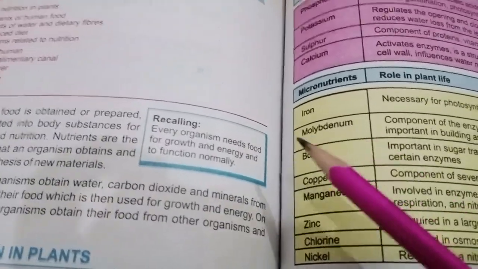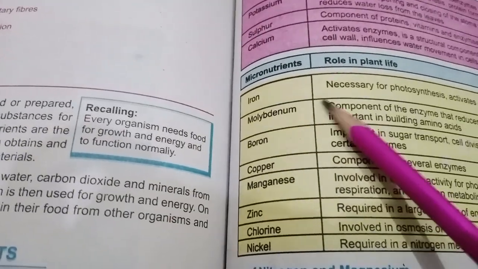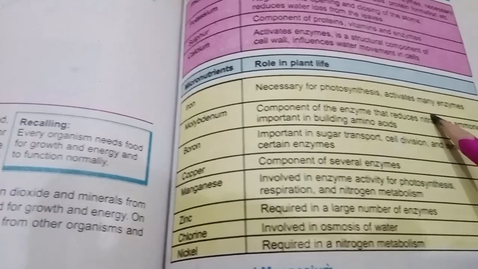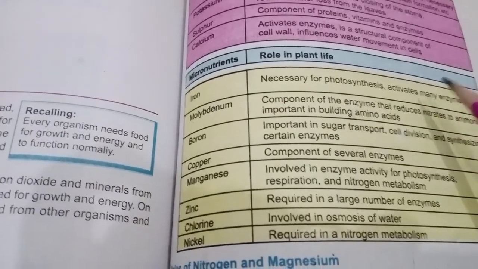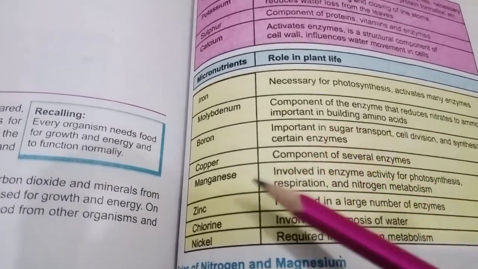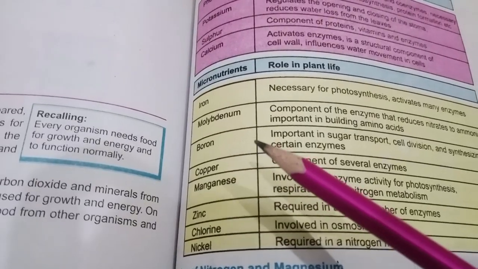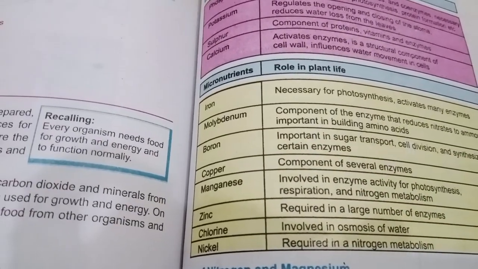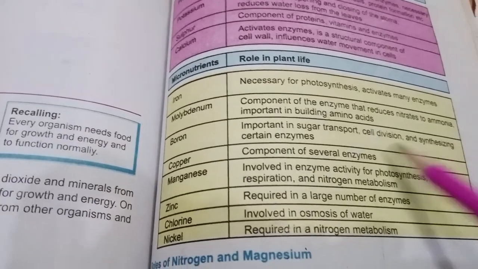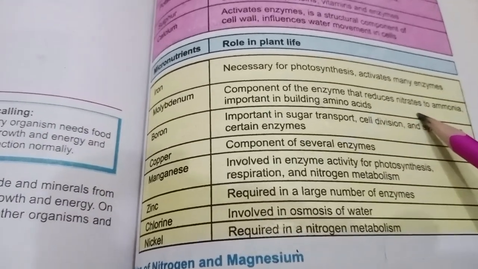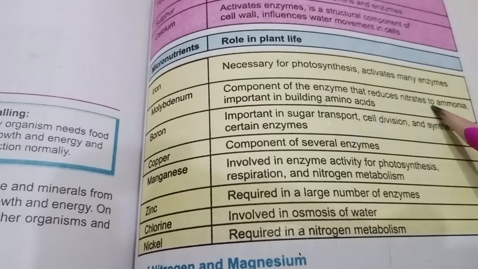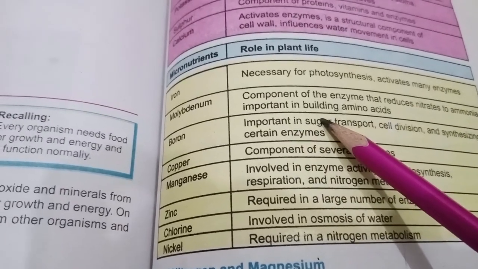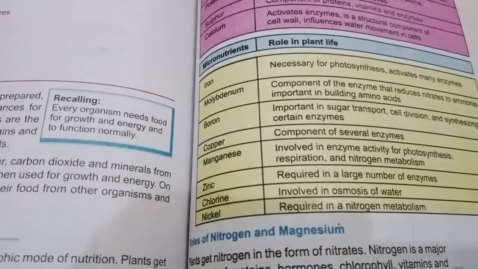And first of all, we read about the iron. Iron is necessary for the photosynthesis activity. Many enzymes are used in this process. And the second micronutrient in the plant is molybdenum. Molybdenum is a component of the enzyme that reduces the nitrates to ammonia and is important in the building process of the plant and the amino acids.